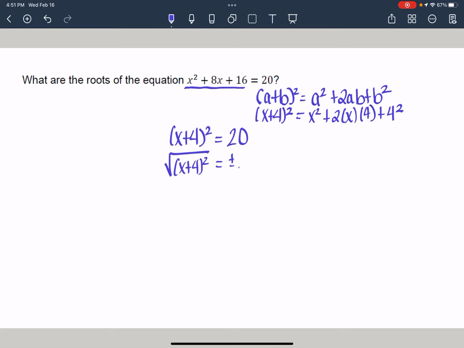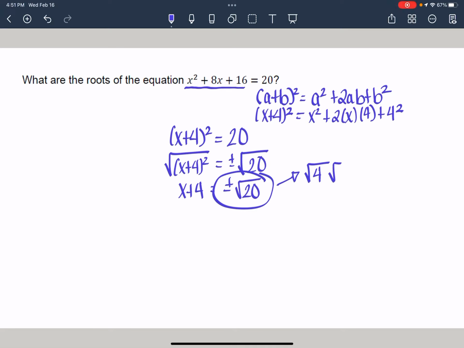Now I'm going to take the square root of both sides, and don't forget the plus or minus. That gives me x plus 4 equals plus or minus the square root of 20. Anytime you see a radical, you want to ask yourself, how can I make that radical better? For the square root of 20, the biggest perfect square that'll evenly divide 20 is 4. So I can write this as the square root of 4 times the square root of 5, and that simplifies to 2 times the square root of 5. So x plus 4 equals plus or minus 2 times the square root of 5.